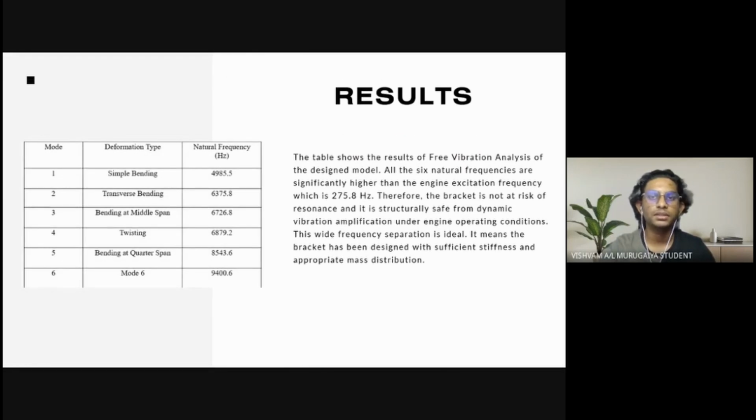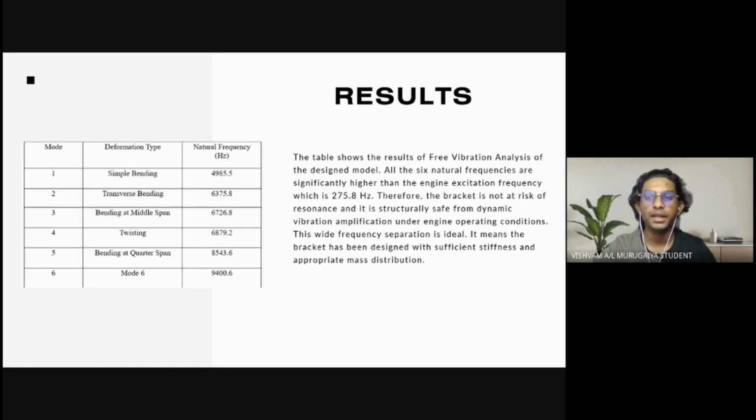So this table shows the results of free vibration analysis of the design model. There are six types of deformation results, which are simple bending, transverse bending, bending at mid span, twisting, and bending at quarter span at mode 6. All six natural frequencies are significantly higher than the engine excitation frequency, which is 275.8 Hz.